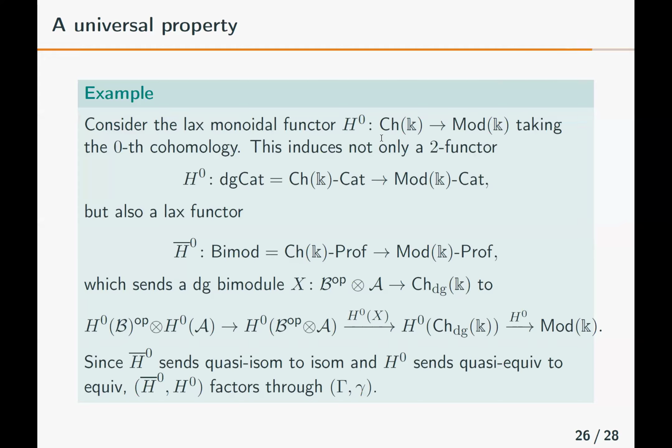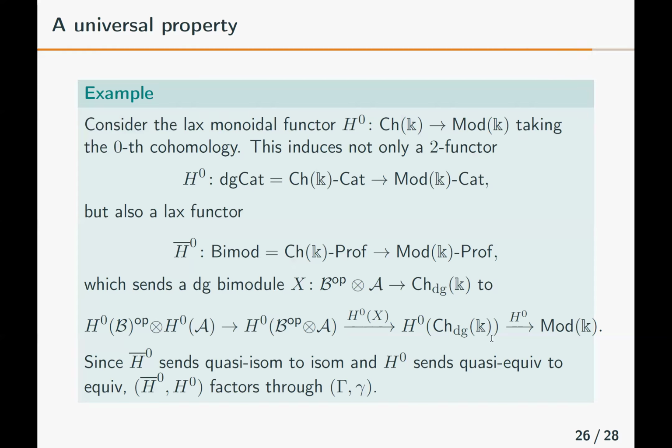It is known that it induces a two-functor from the DG categories to K-linear categories, but it also induces a Lax functor between the corresponding bicategories of profunctors, like this. A DG bimodule X is sent to the K-linear profunctor given by this composite.